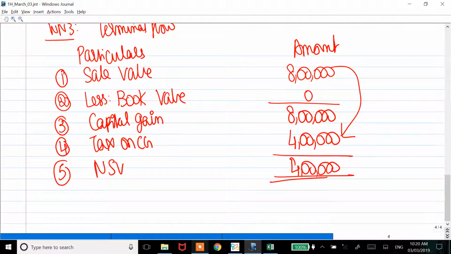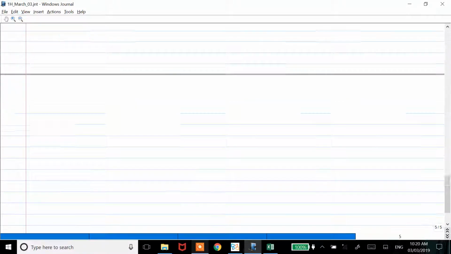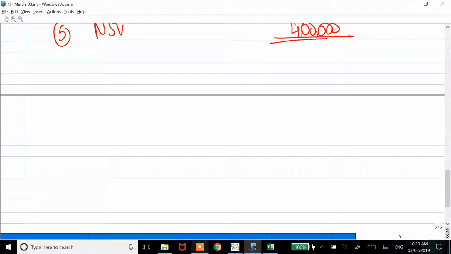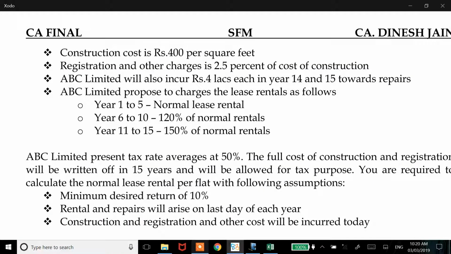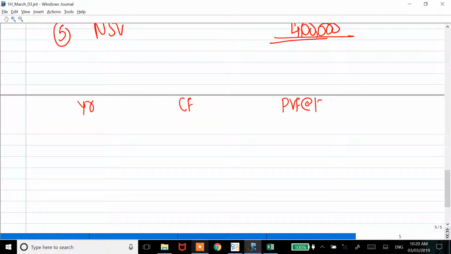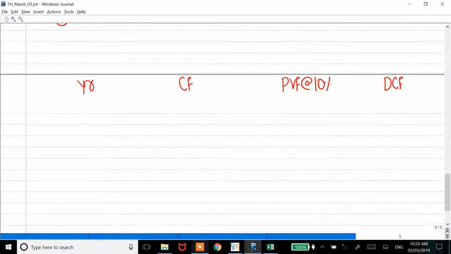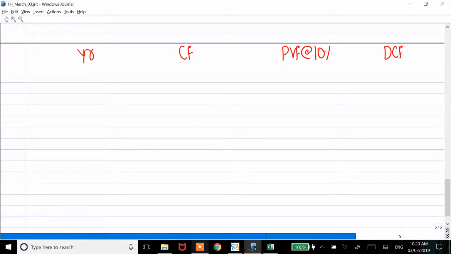Now I'll consolidate this and solve for x. That x is the normal rent, 1.2x will be higher and 1.5x will be higher. So we will consolidate, equate it to 0. Year, cash flow, PVF at 10% and DCF.